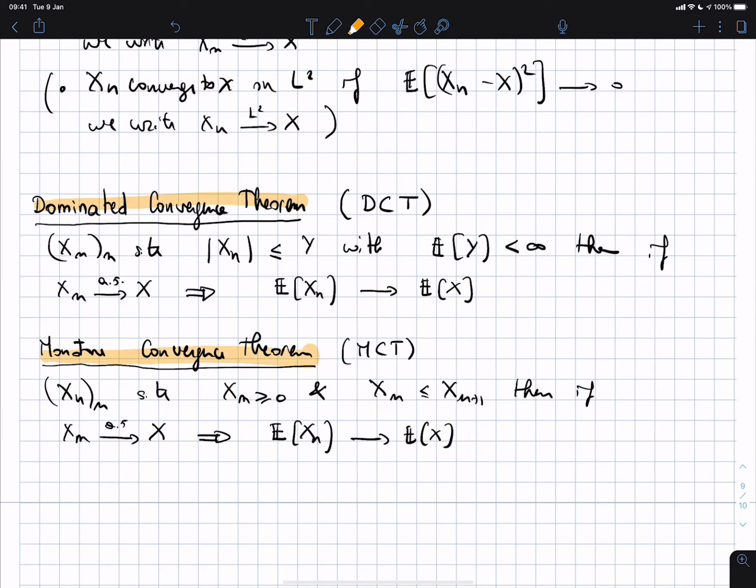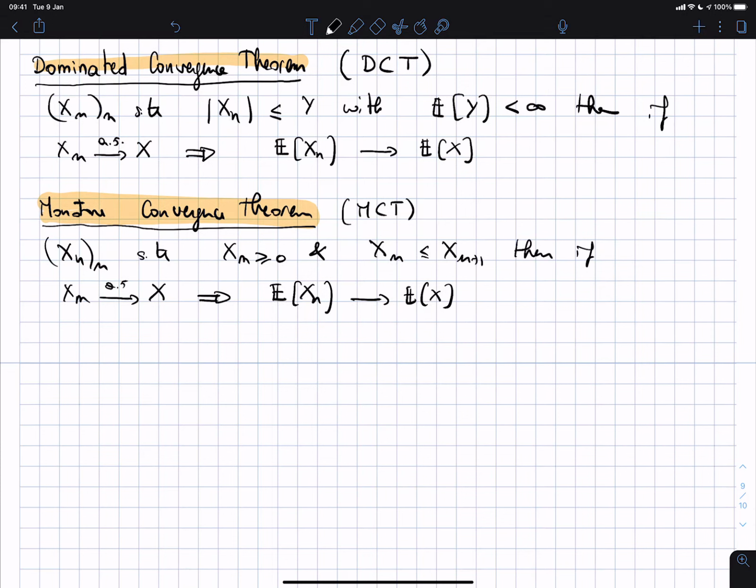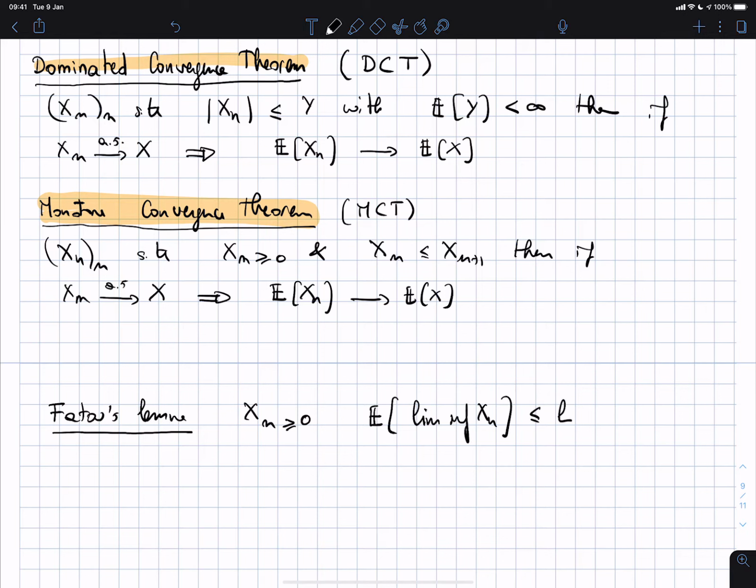And the third result you need to know is Fatou's lemma, which says what? It says that if you have Xn larger than 0, a sequence, then the expectation of the limit inferior is less than the limit inferior of the expectations.